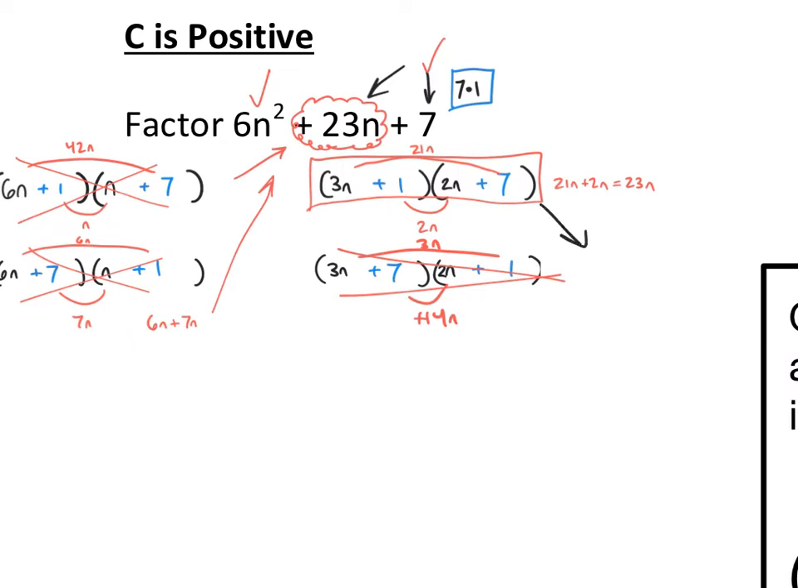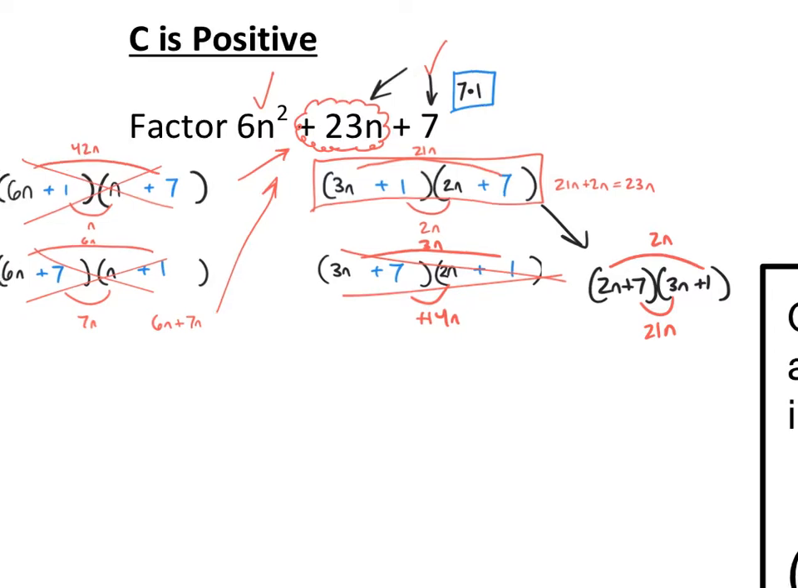Now, the other way you could have written this, you could have said 2n plus 7, and then 3n plus 1, because that maintains the same setup, right? 2n plus 21n still gives us the 23n. So you could have had it that way too. Those are the same answers, just where the factor pieces are rearranged.